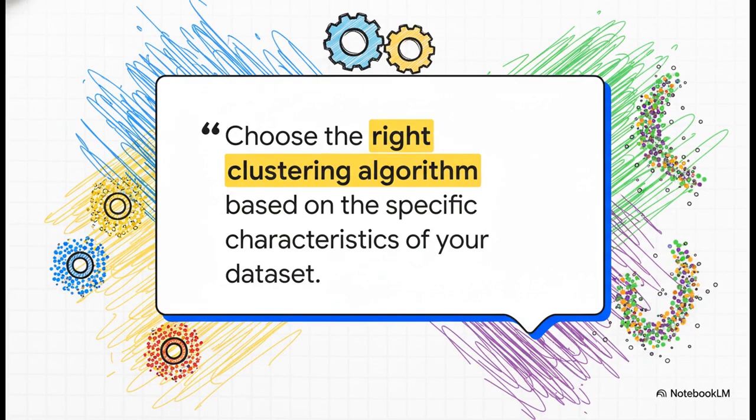And that really brings us to the most important takeaway of all this. There's no single best clustering algorithm. It just doesn't exist. K-means is awesome for fast, simple, round clusters. DBSCAN is your hero for complex shapes and noisy data. The real skill is knowing how to look at your data first, understand its characteristics, and then choose the right tool for that specific job.